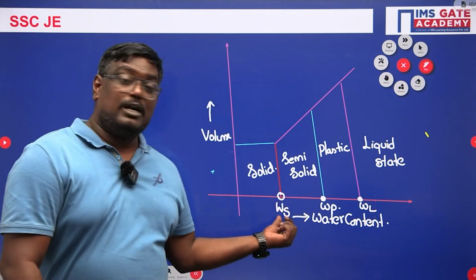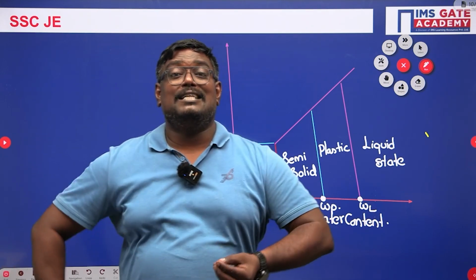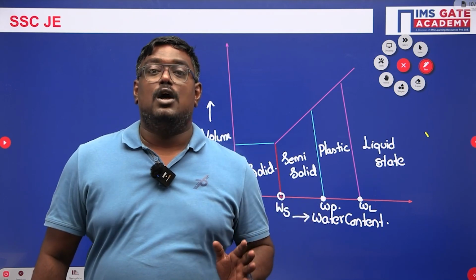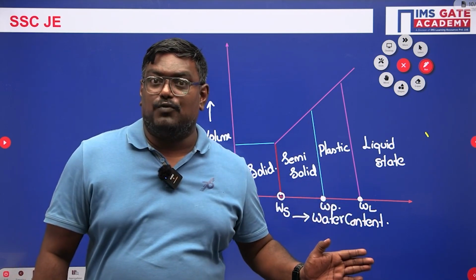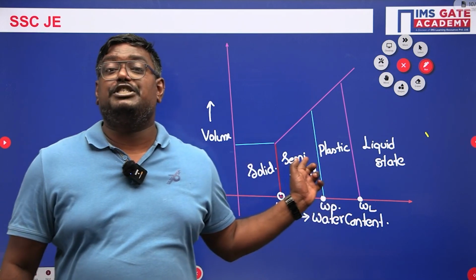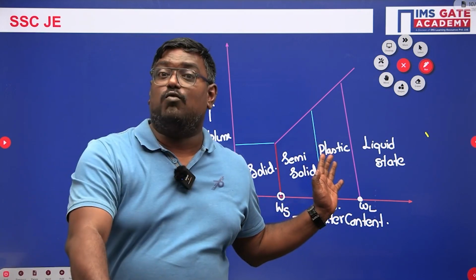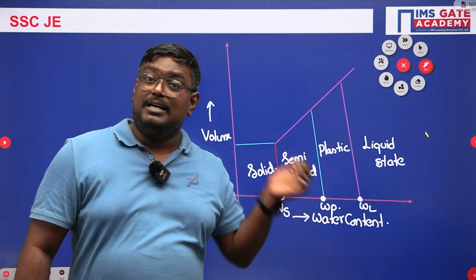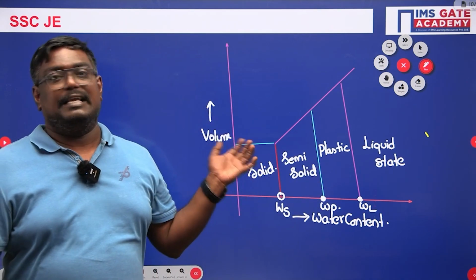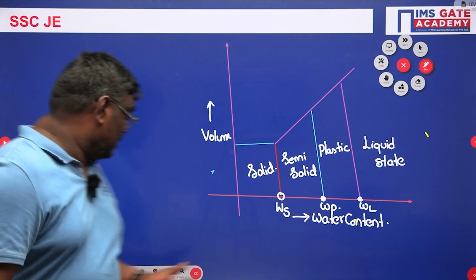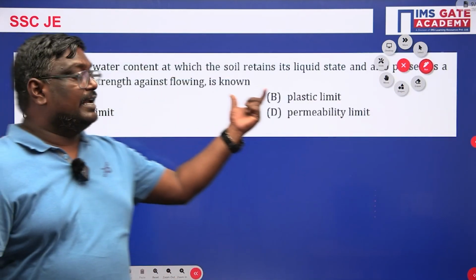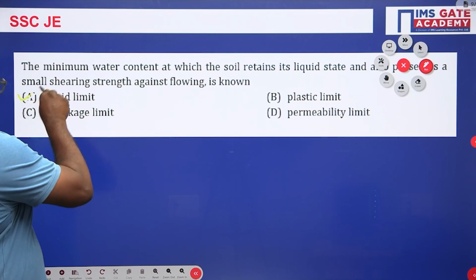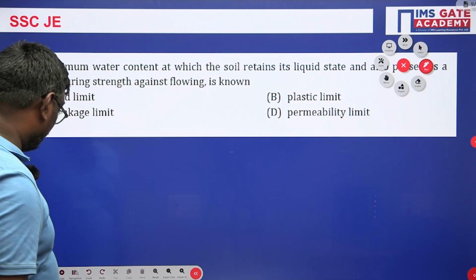Now my dear students, what is the shrinkage limit? It is the maximum water content up to which, even though there is a loss of water content, there will not be any change in volume. Up to the shrinkage limit, the volume remains constant. But here they have given the definition of liquid limit. So here they have clearly given the definition of liquid limit. So the answer here is A. I hope you are following, students.